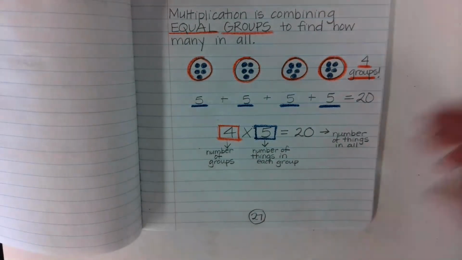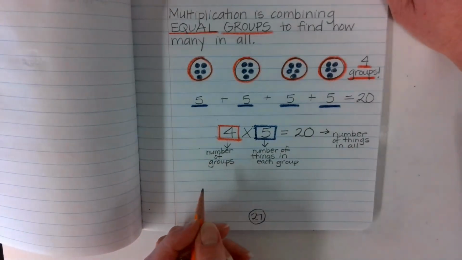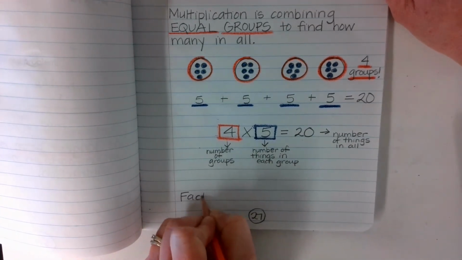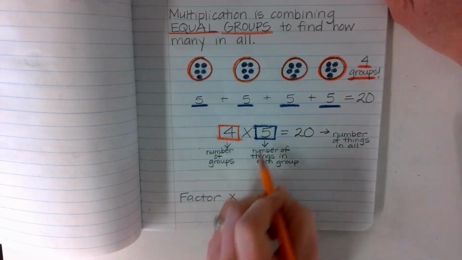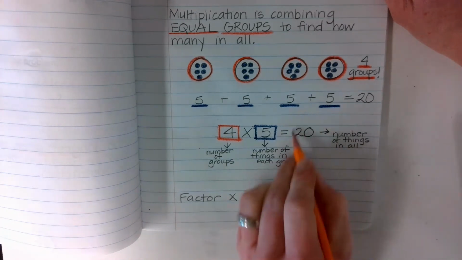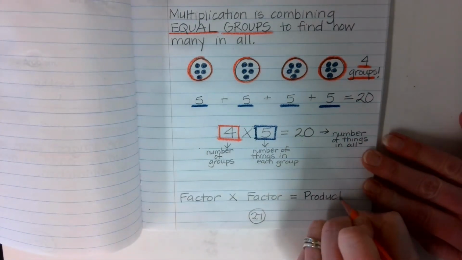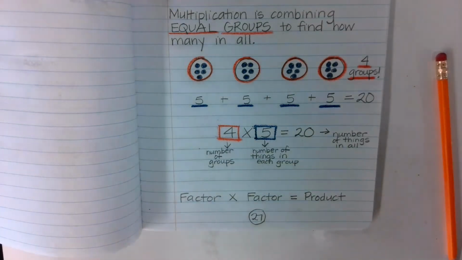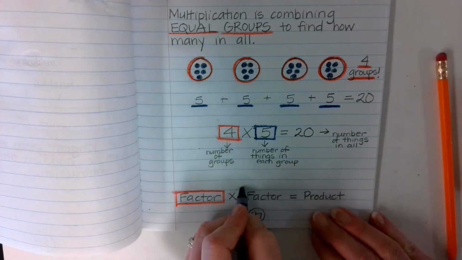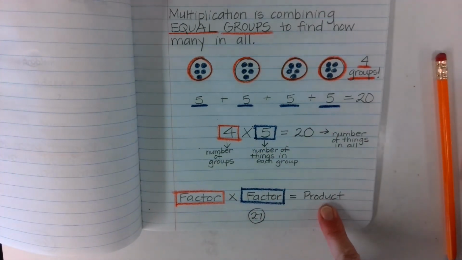Now in multiplication, and we've talked about how in addition we have addend and sum. We've talked about subtraction. Well, I'm going to tell you what the names of these are in multiplication. So in multiplication, this first number is called a factor. Okay. The second number is also called a factor. And this last number is called the product. So that first factor is always the number of groups. That second factor is always the number of things in each group. And then our answer is the product.